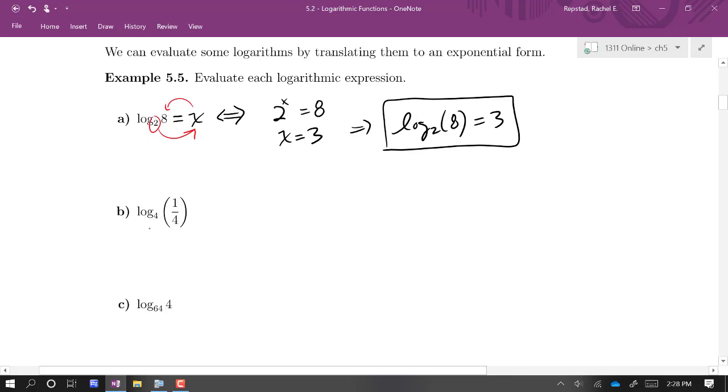Next, we want to find log base 4 of 1/4. Well, again, let's take the same approach. We're going to call it x. And if I write the exponential form, I'm going to take my base 4. 4 raised to the x power is equal to 1/4.